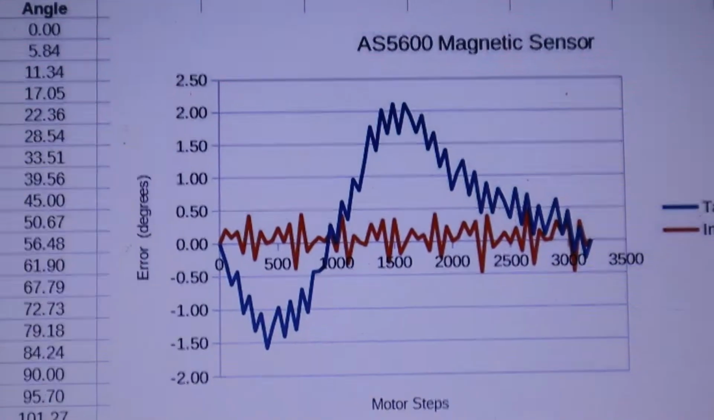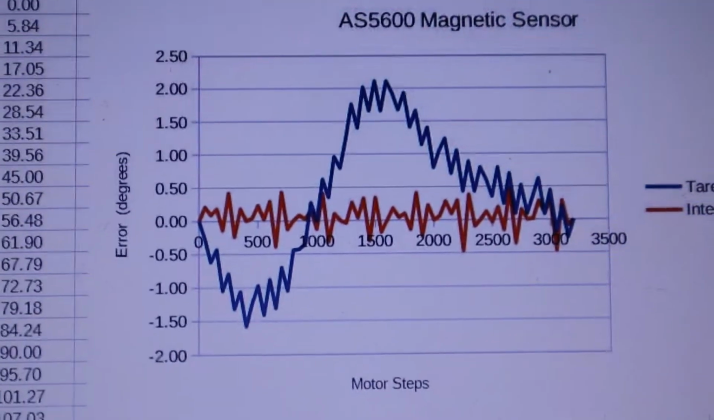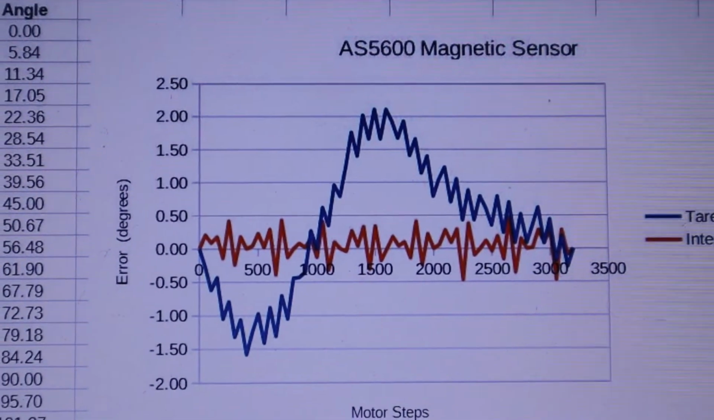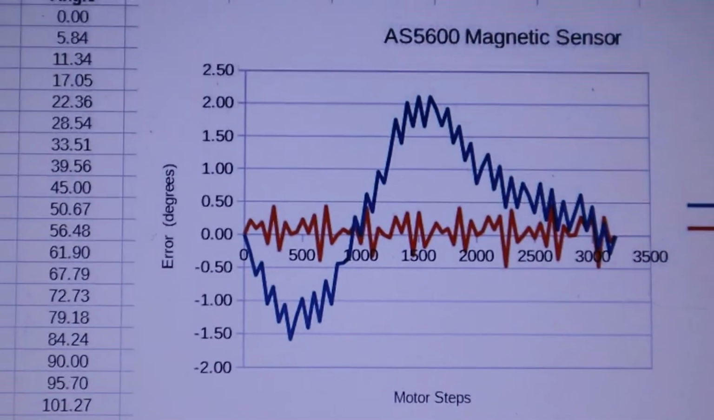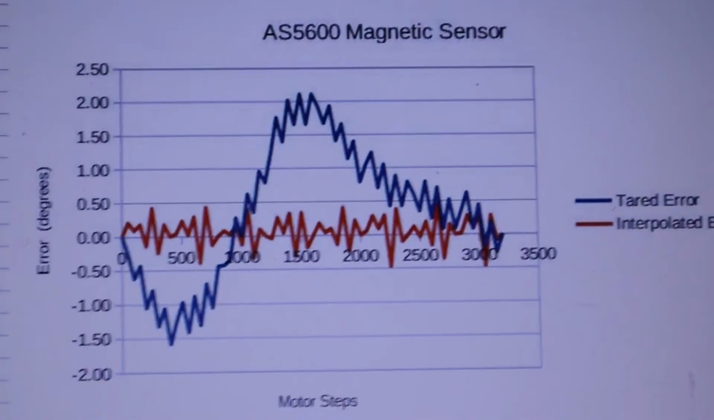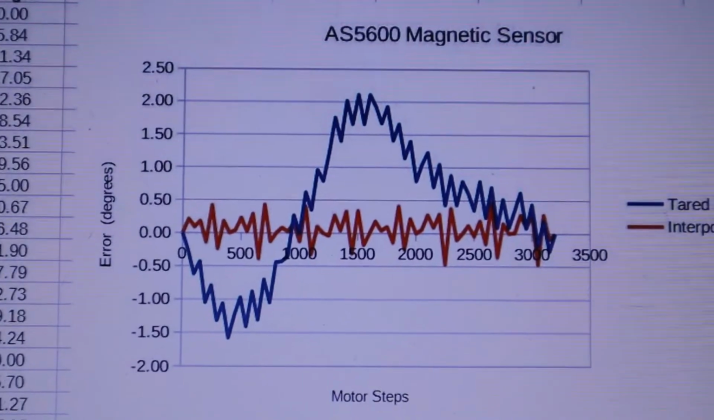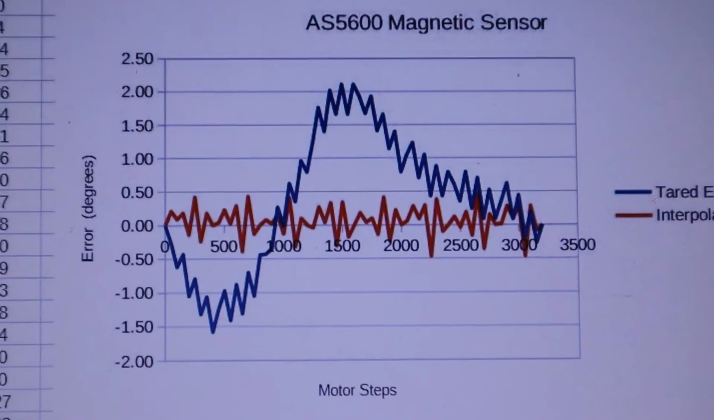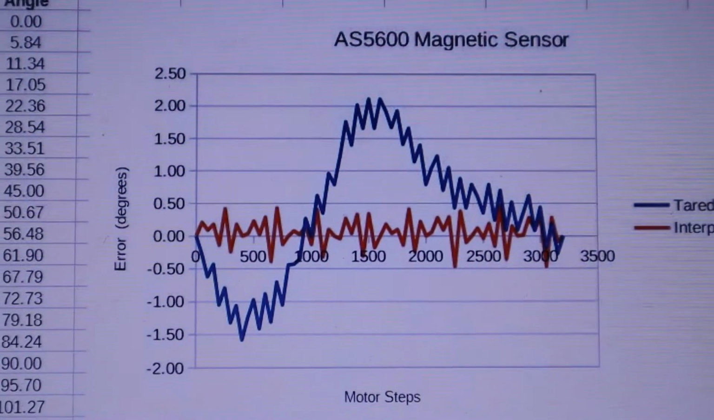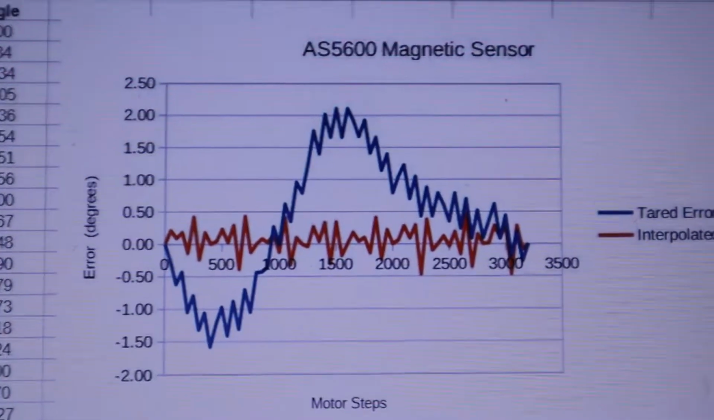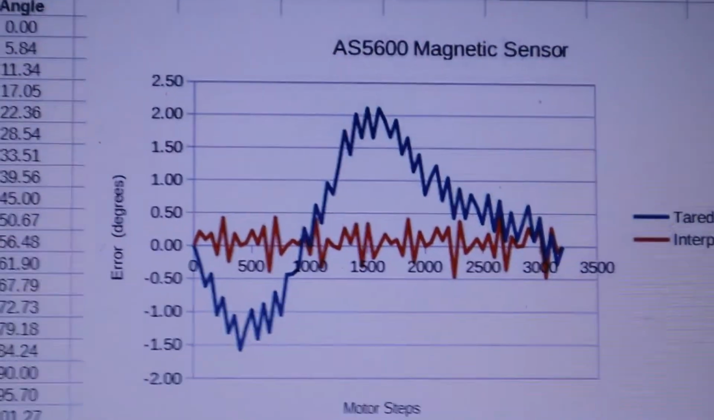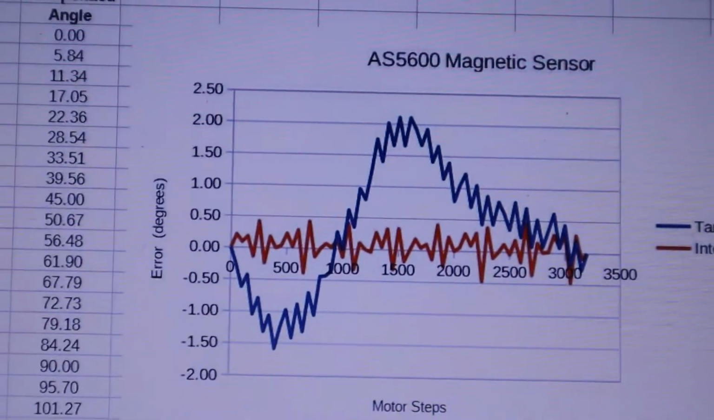This results in a curve that looks like this. The blue line is the raw data from the AS5600. There's a variation I notice of about 2 degrees, probably due to positioning of the magnet and proximity of maybe the mounting screws. The red line is the interpolated results, and you'll see that those are less than half a degree around the circle.